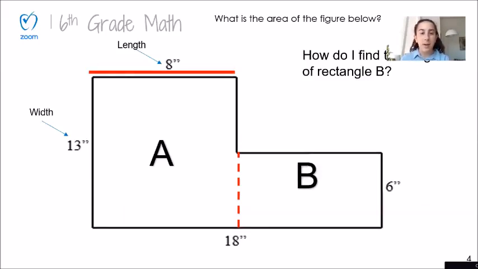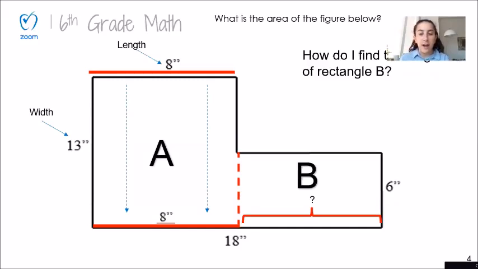I see at the top here where I just put that red line is 8 inches long. And I know that opposite sides in rectangles are congruent or equal, which tells me that I can bring that red line that represents 8 inches down to the bottom of rectangle A, because I know that those sides are equal. But that still doesn't give me the length of rectangle B.